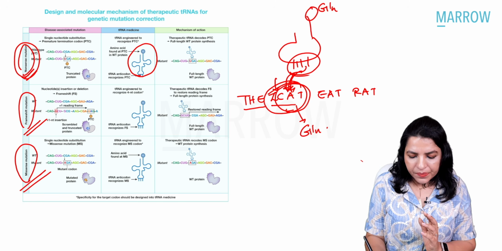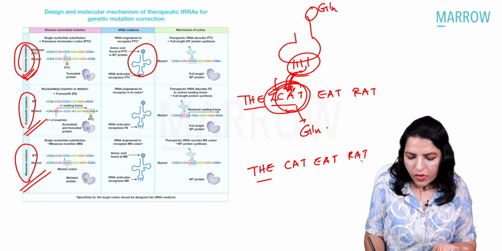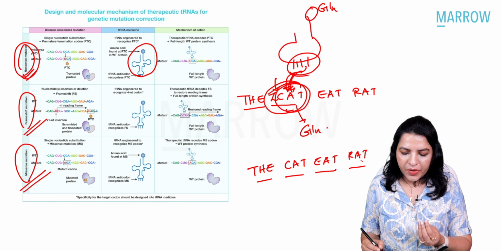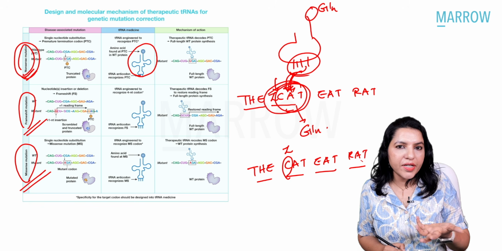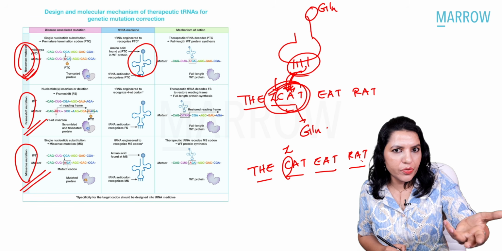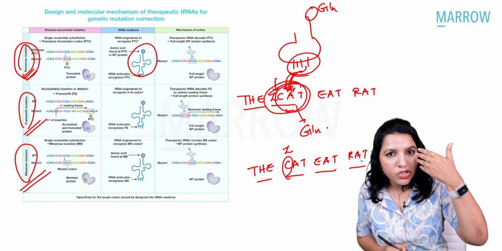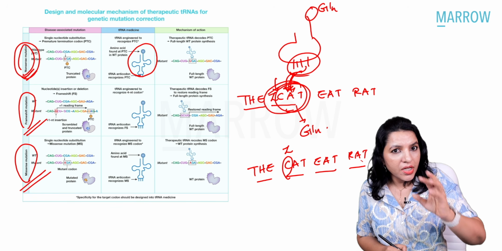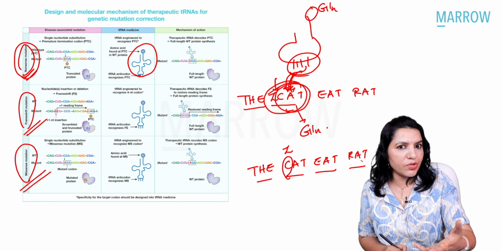For example, in this example, if I am saying "the cat eat rat", suppose these are all the codons. So if the C is replaced by Z, then the codon has changed from CAT to ZAT, right? So ZAT may be a codon for another amino acid. So that is called a missense mutation. If ZAT is a stop codon, then it is a nonsense mutation. If ZAT is a codon for another amino acid, it is a missense mutation.